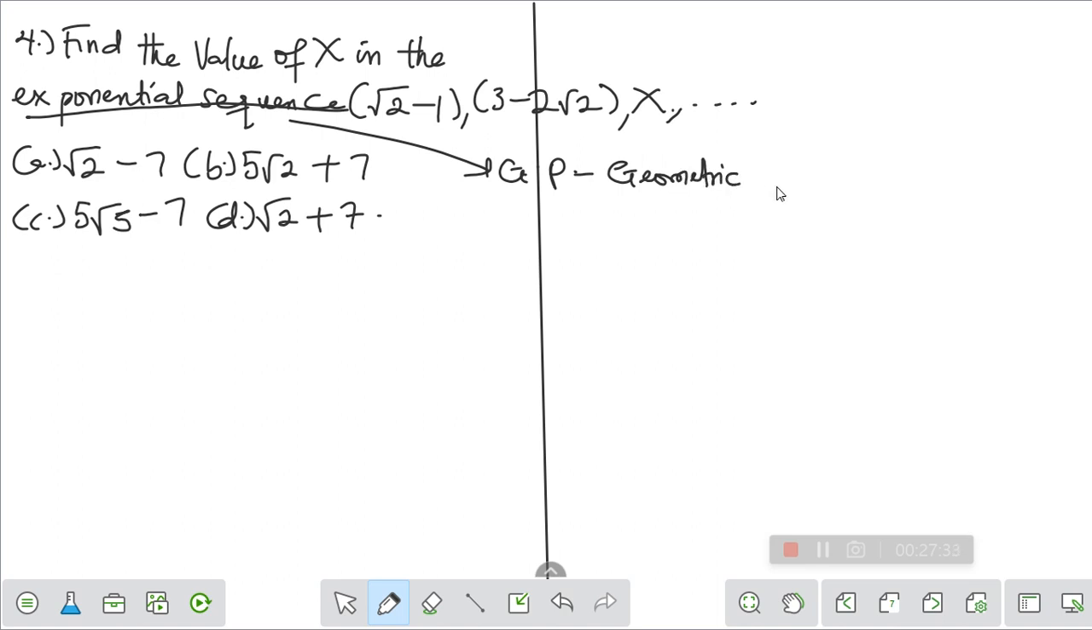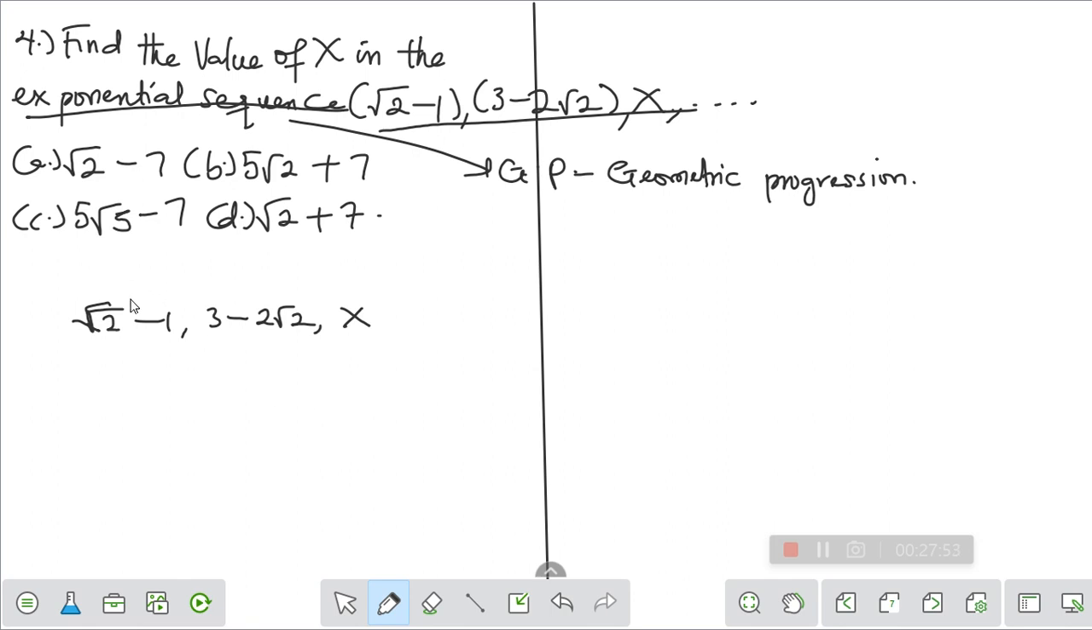Geometric progression. So take note of that. An exponential sequence is also geometric. Now, looking at this question, this is your series, this is your sequence. You have root 2 minus 1, then 3 minus 2 root 2, and then they said you should find x.